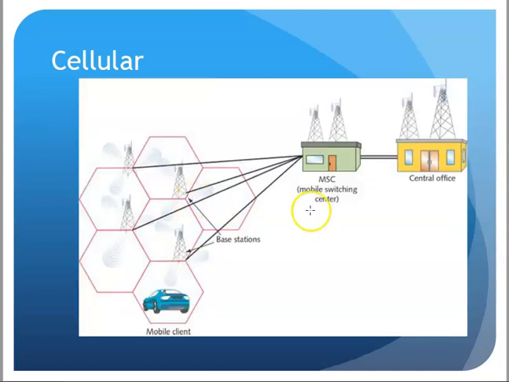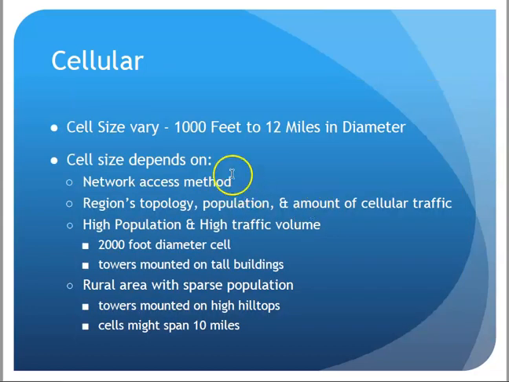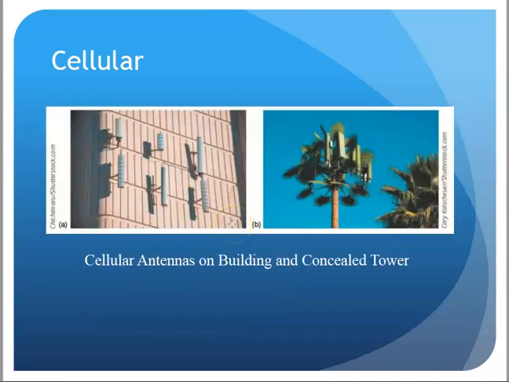That used to be very choppy. Nowadays, it happens seamlessly, and you don't even realize it. Cell size can vary anywhere from 1,000 feet to a handful of miles, and it really depends on concentration in the area, number of users, and any other obstacles in the area. So high population in town, those cells are going to be small. Rural area where things are spread out, maybe hilltops, you can get towers up on the hills. You could have cells span a handful of miles, if you will.